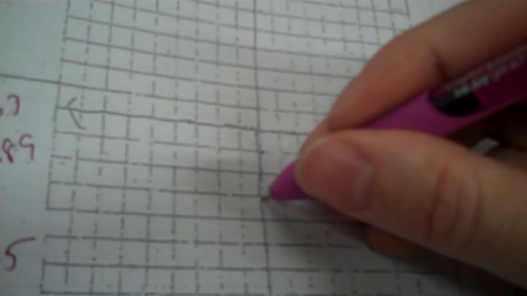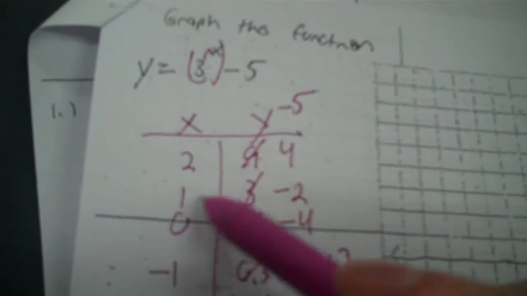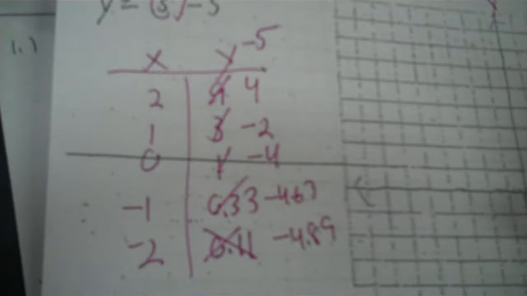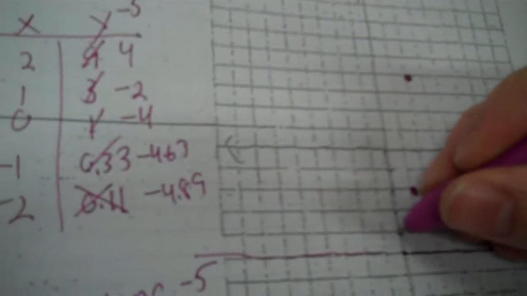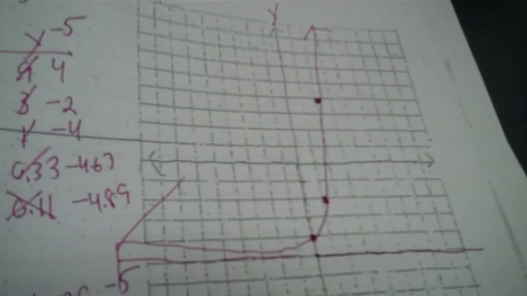So I got to set my asymptote on the y-axis. I go to negative 5. 1, 2, 3, 4, 5. And then on a sideways line. So there's your asymptote. Then I go 2, 4. 1, 2, 3, 4. 1, negative 2. 0, negative 4. Okay. You just approach the asymptote. Okay. And the graph's done. It's done.